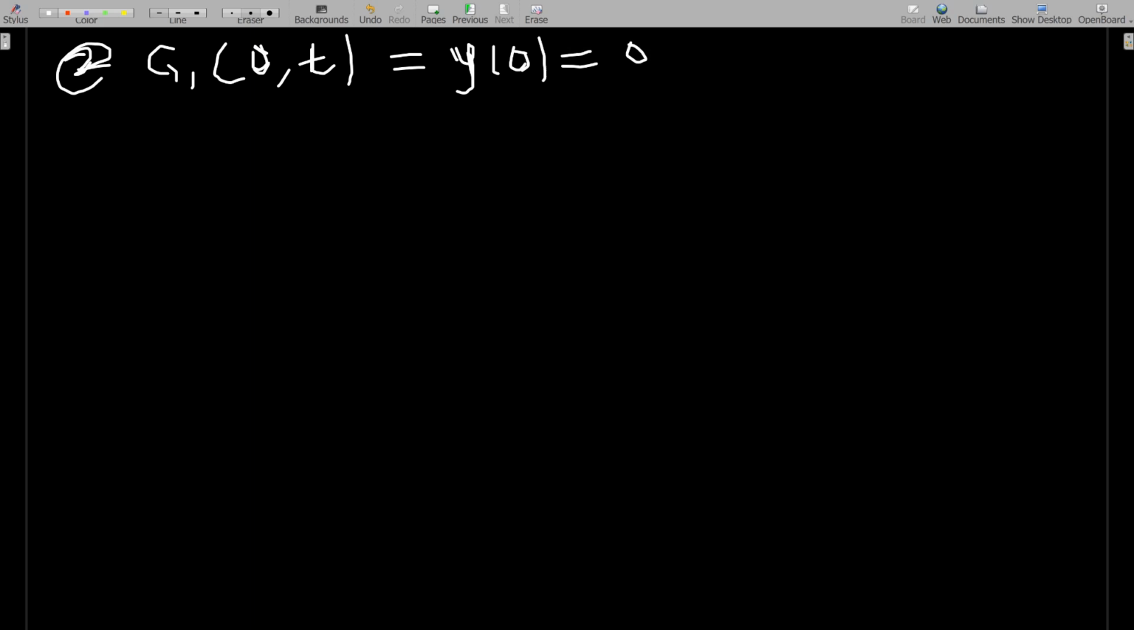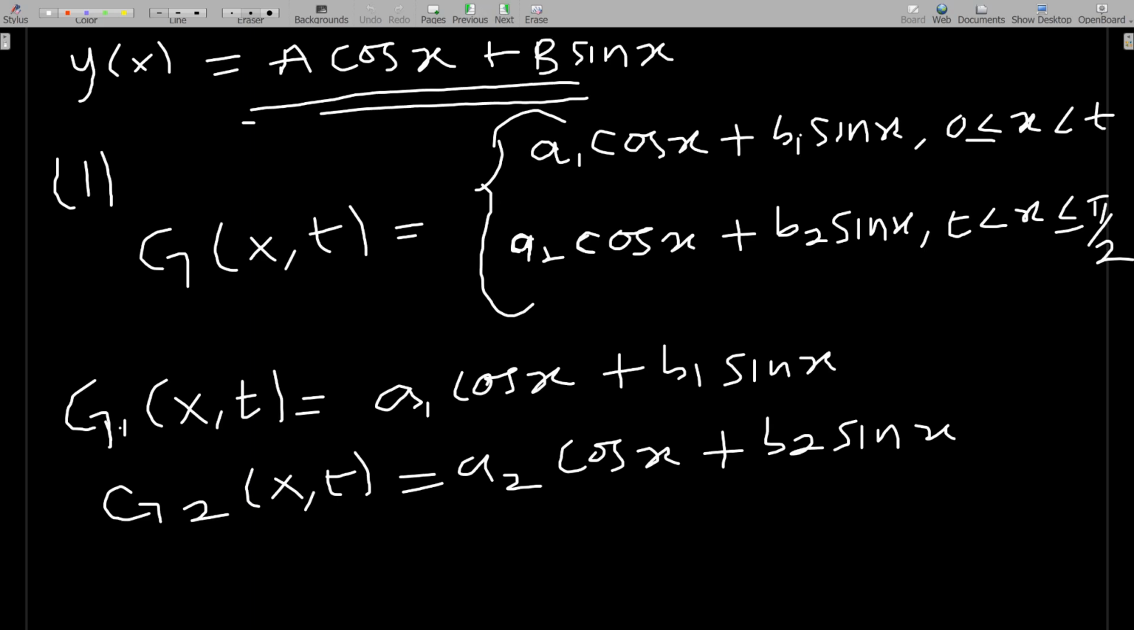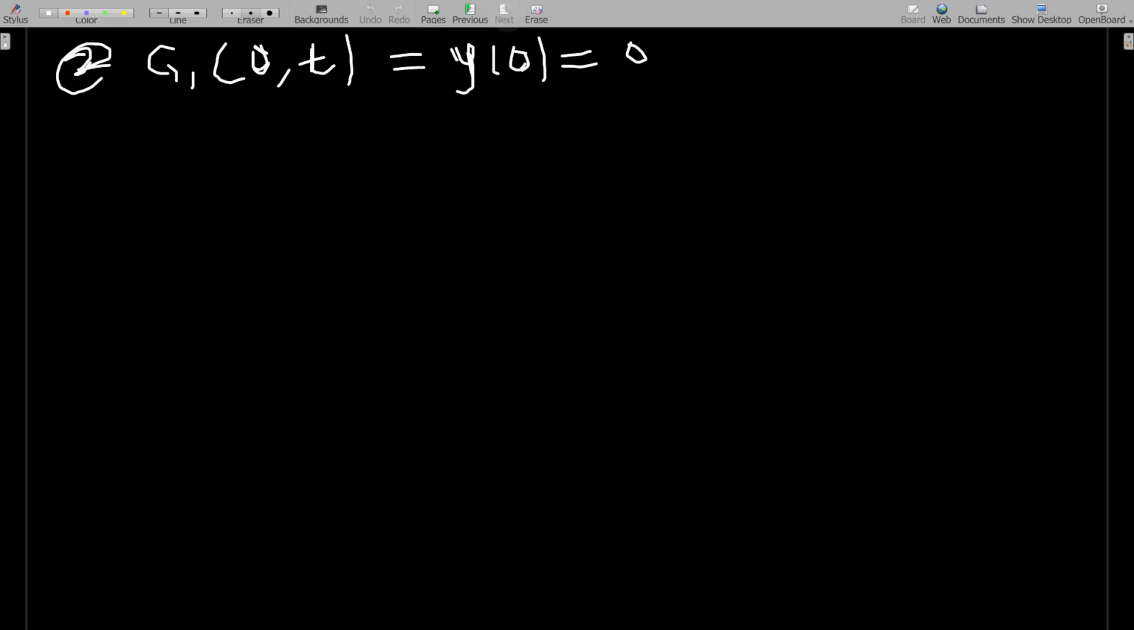So g1 of 0 comma t means that wherever I see x in g1, I put 0 there. So I'll get an equation equal to 0. I'll have a1 times cos 0, and cos 0 is 1, plus b1 times sine 0, and sine 0 is also 0, should be equal to 0. So this implies that a1 is equal to 0.